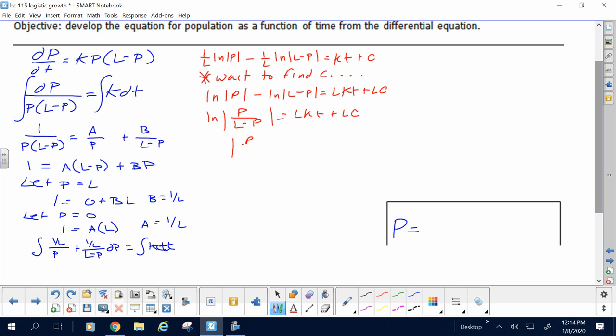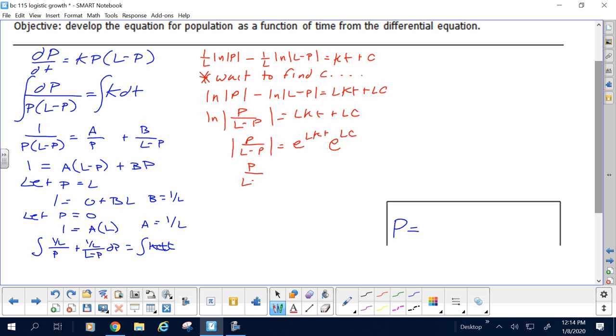Exponentiate. So absolute value of P over L minus P equals e to the LKT. Do you want to do it in separate? Can we break up already the e to the LKT, e to the LC? Are you cool with that? Okay. And it's multiplying. That's not adding. Make sure you've got that. You cool? All right. Now let's dump the absolute value.